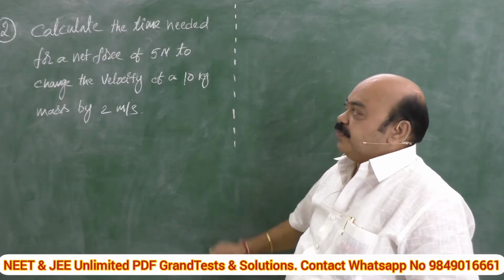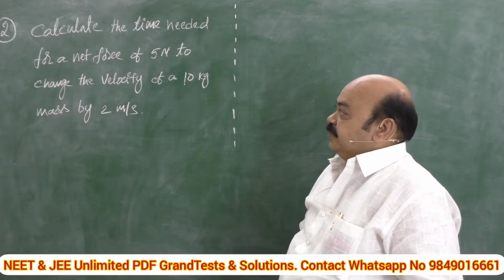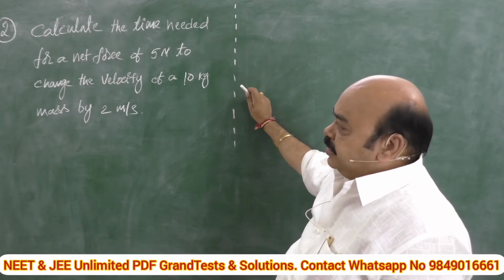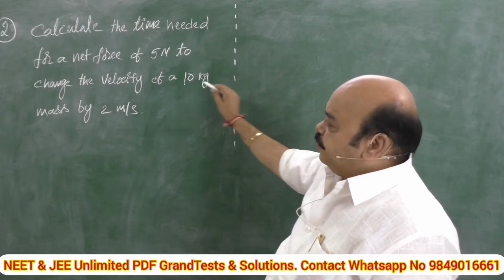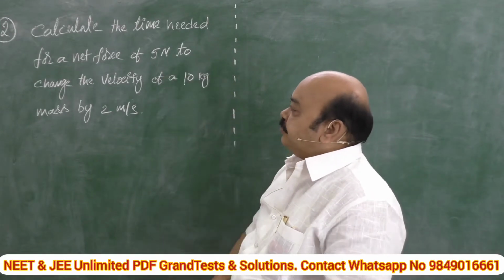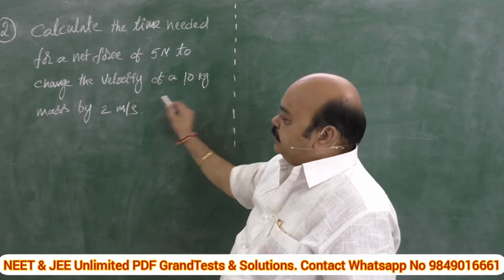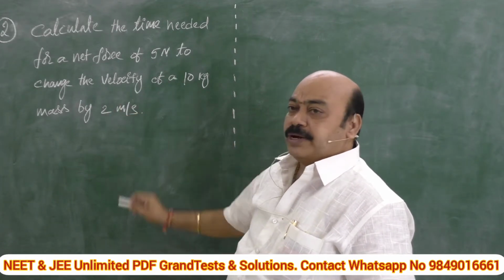Problem number 2 from academy textbook. In this case, calculate the time needed for a net force of 5 Newton to change the velocity of a 10 kg mass by 2 meter per second.